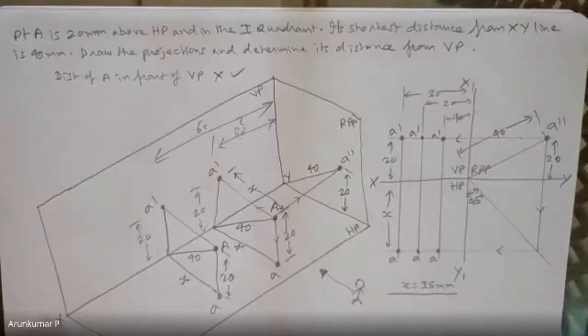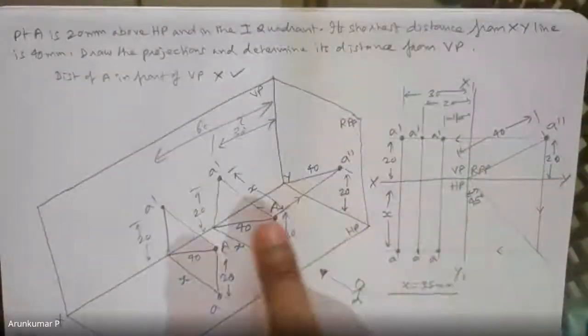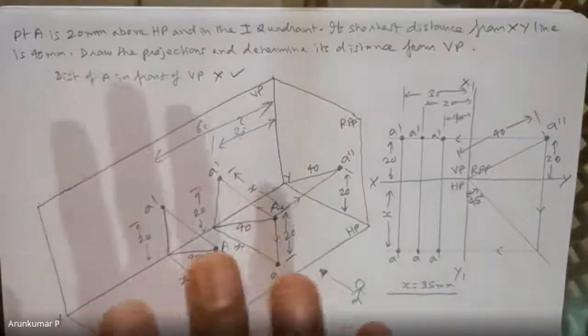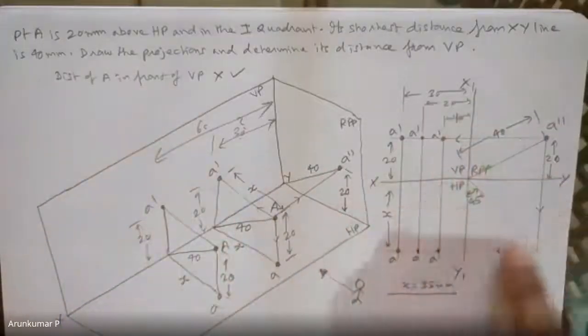Excuse me, sir. Sir, should we draw the 3D diagram also? No. Only 2D. Only this 2D has to be drawn. 3D is for your understanding. If you want, you can draw it separately, but not as part of your solution. Your solution should only be 2D. Okay, sir. Thank you.